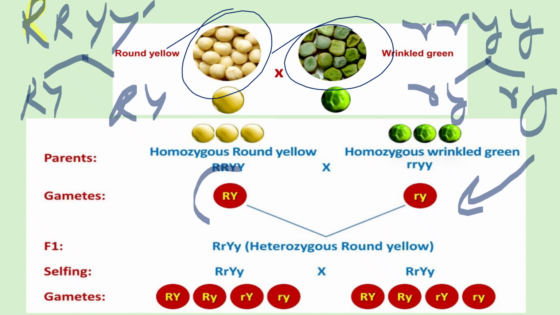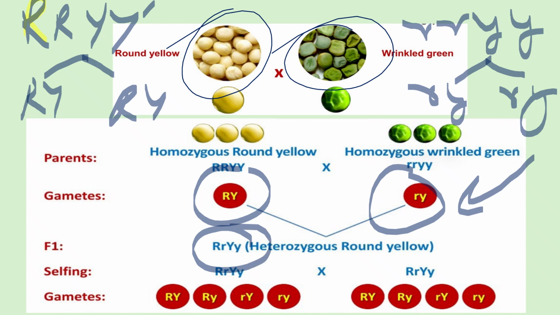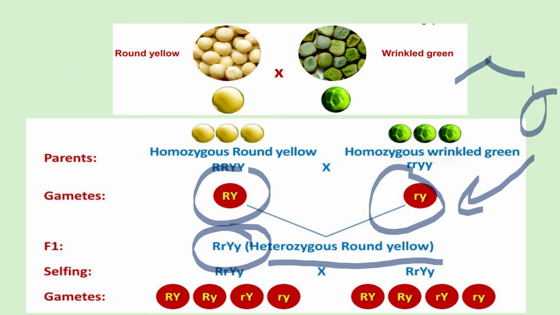So when these two fuse to form a zygote, which is capital R small r, capital Y small y, it is heterozygous, round and yellow. Heterozygous because it has two different alleles, capital R and small r, and the phenotype will be round and yellow only for all the F1 generation that you can see here.